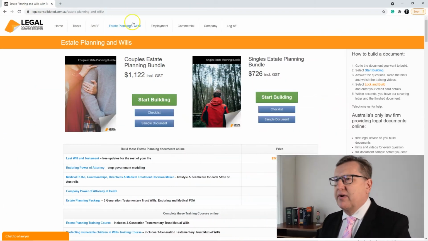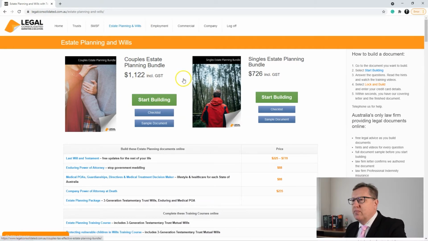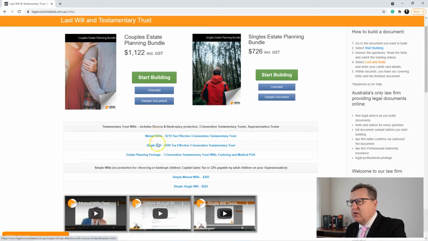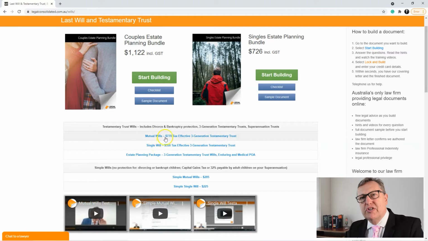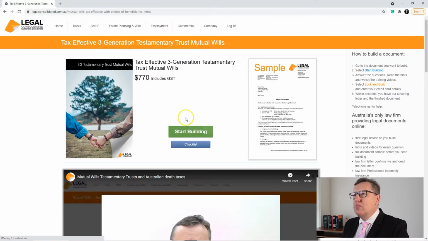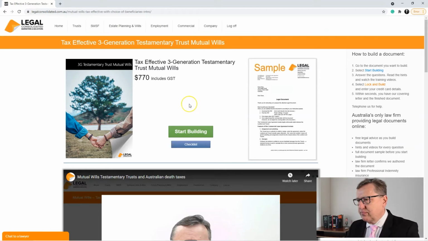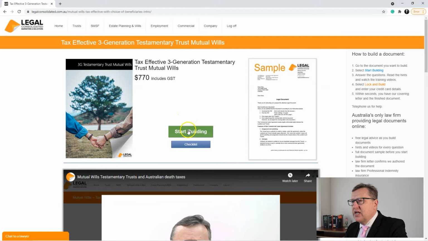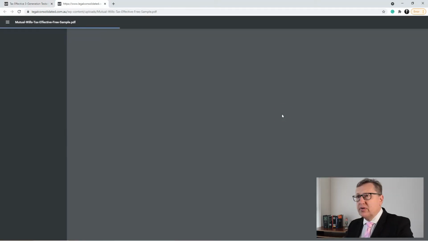Welcome to Legal Consolidated. My name's Professor Brett Davies, a barrister of the High Court of Australia and the tax partner at Legal Consolidated. There are lots of different types of wills that you can build: mutual wills, dad to mum, mum to dad, or single wills, and they can either be three-generation testamentary trusts or simple wills. But today we're going to build mutual three-generation testamentary trust wills. Dad leaves everything to mum, mum leaves everything to dad. There's plenty of training advice on the introduction page, but we can also have a look at the sample document.